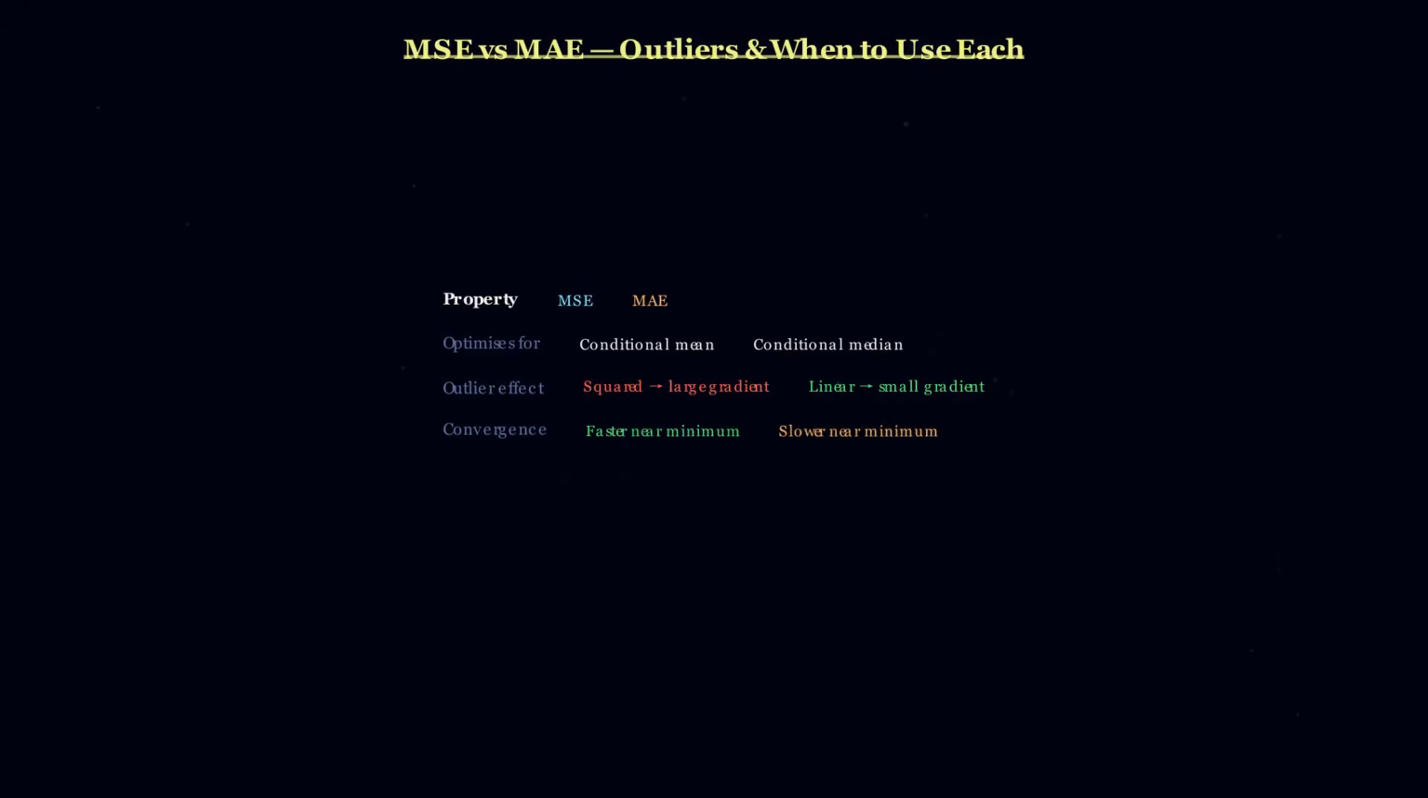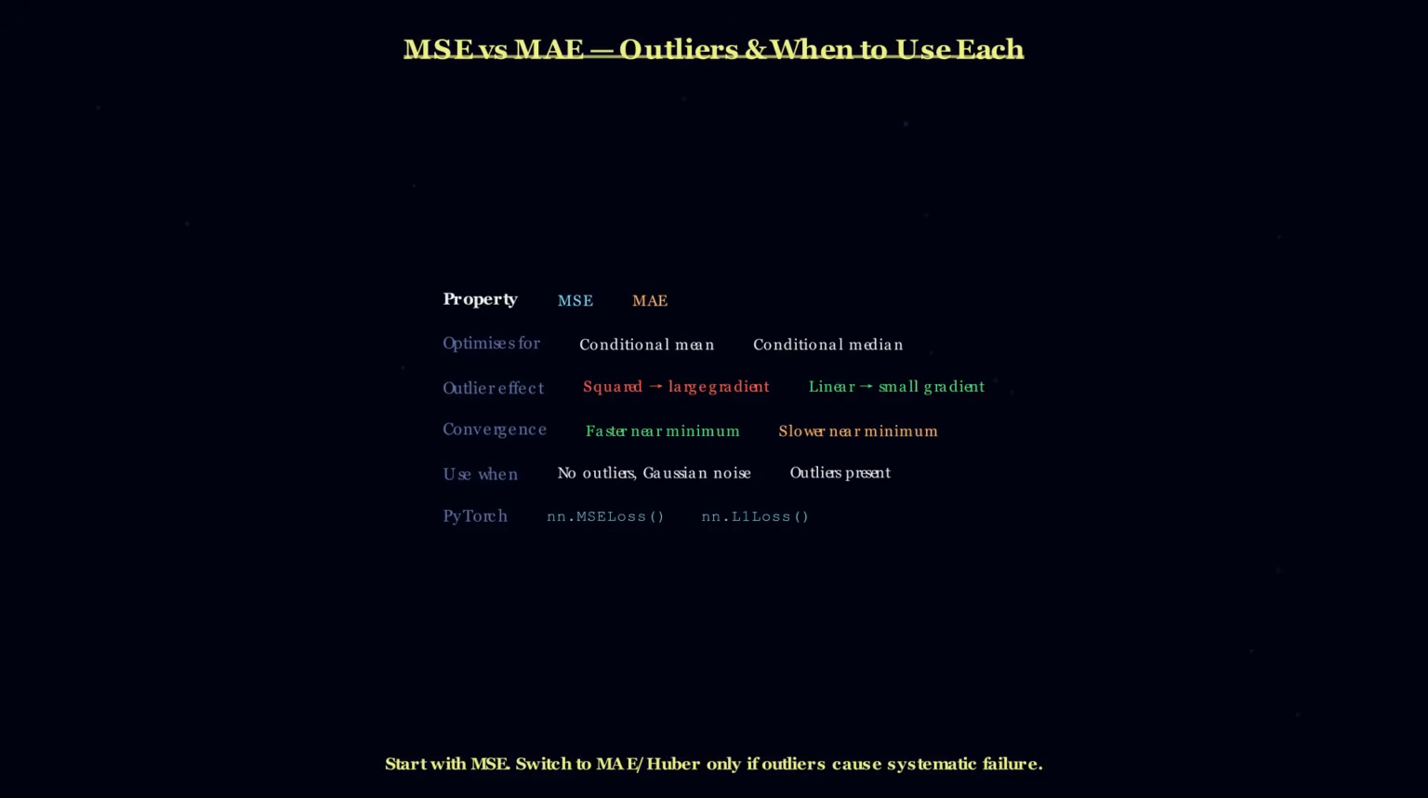MSE versus MAE, the comparison that decides your regression loss. MSE optimizes for the conditional mean of y given x. MAE optimizes for the conditional median. If your target distribution is symmetric with no outliers, mean and median are the same. Both losses give you the same model.